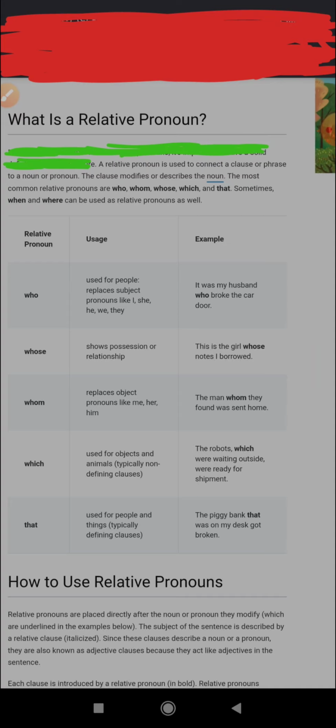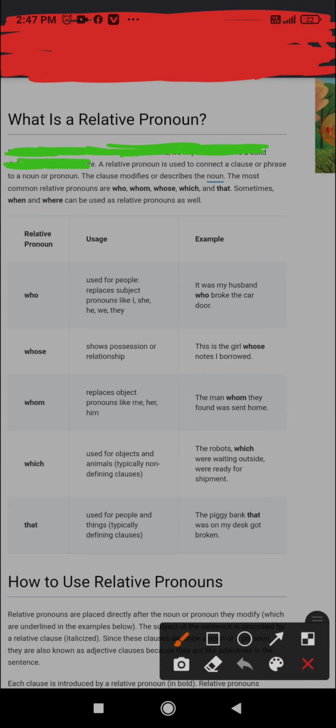What is a relative pronoun? Before getting deep into the subject, let me explain the definition. Here we go. A relative pronoun is used to connect a clause or a phrase to a noun or a pronoun. It's simply a connection. You can infer from the word relative. Relative means a relation that defines the relation of a noun or a pronoun or a clause. It's simply a clause that modifies or describes the noun.